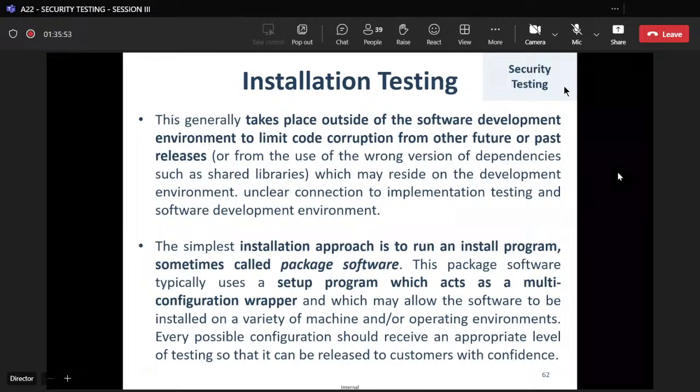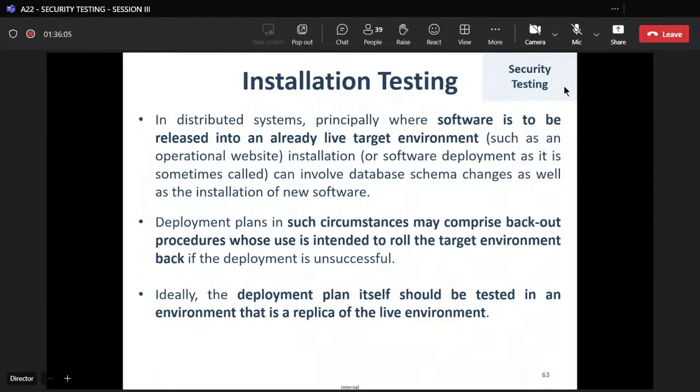Welcome all after a short tea break. We'll resume the session. Before the break, we were discussing installation testing, and we'll continue with the remaining topics.